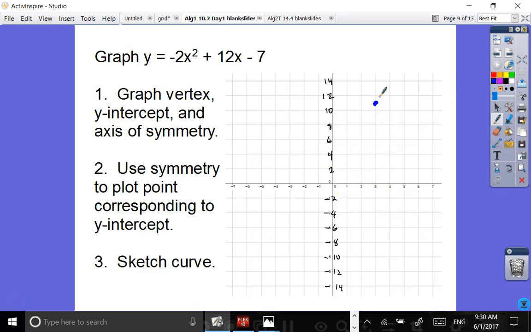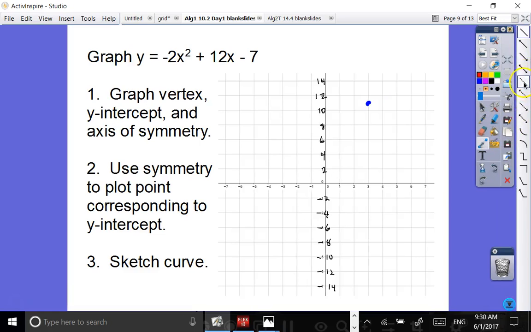Now we know that a parabola is symmetric. It's the same on one side as the other. We actually introduced this term yesterday. It has a line of symmetry, which we call the axis of symmetry, and it goes right through the vertex. So graph the vertex, the y-intercept, and the axis of symmetry.